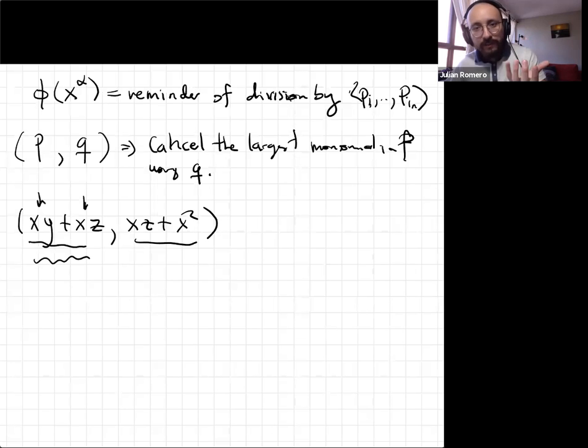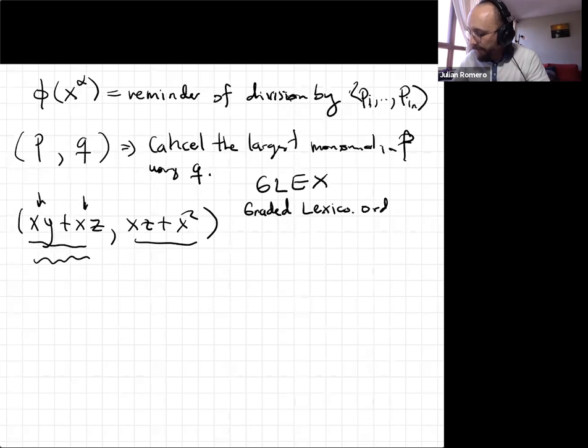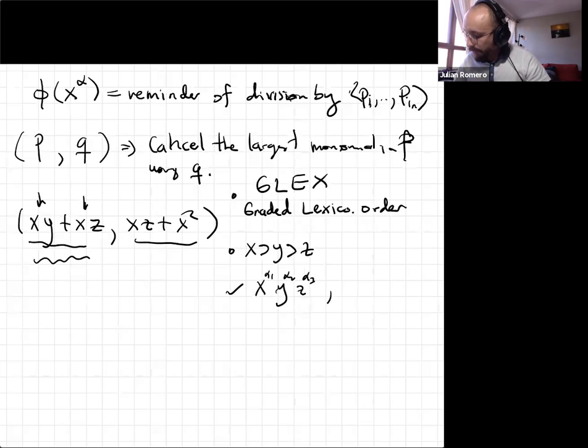So what you have to do is first define an ordering of the monomials, and the order that we usually choose for this type of setting is called the grlex order, standing for graded lexicographic order. It follows like this. Let's say x is greater than y greater than z. Let's say I'm given two monomials, x^alpha1 y^alpha2 z^alpha3, and the monomial x^beta1 y^beta2 z^beta3.